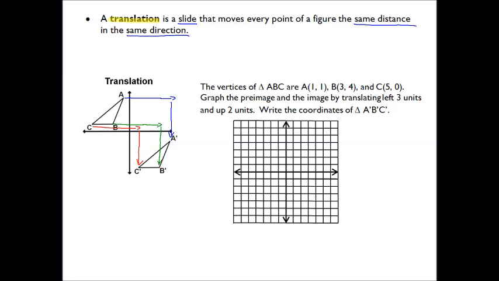Let's look at our example here on the right. The vertices of triangle ABC are A with coordinates 1, 1, B with coordinates 3, 4, and C with coordinates 5, 0. Graph the pre-image and the image by translating left 3 units and up 2 units. Then write the coordinates of triangle A prime, B prime, C prime. Starting with triangle ABC, our points are at 1, 1, B is at 3, 4, and C is at 5, 0.